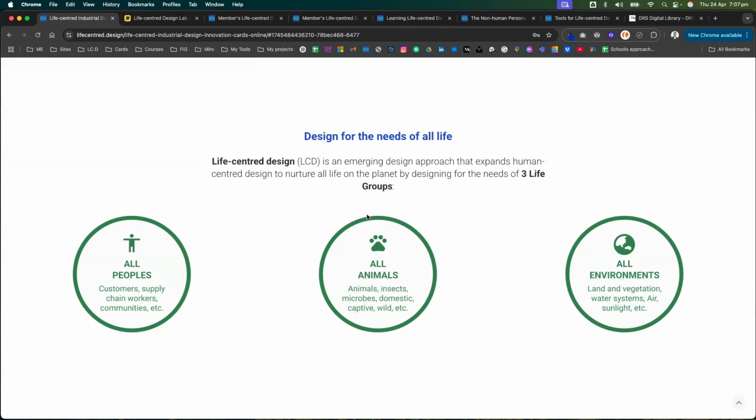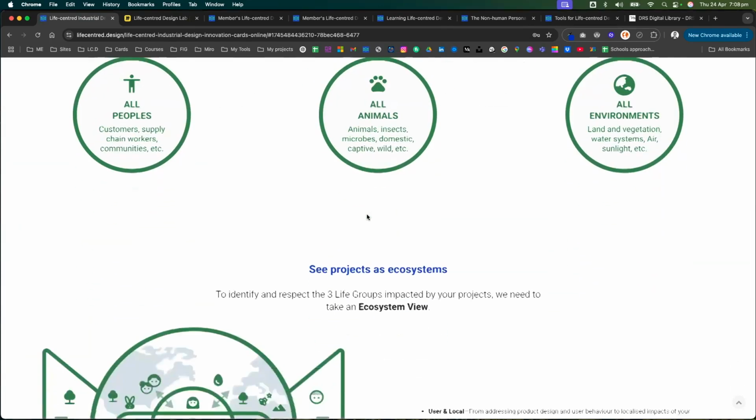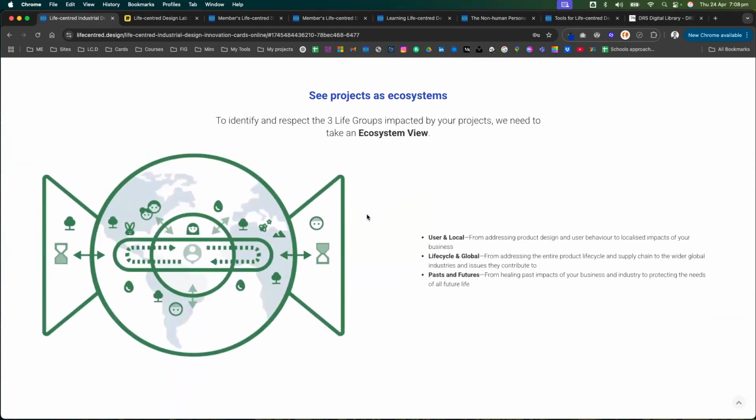And then finally, also all the environments. This could be things like trees and plants, but also water systems and wetlands, and also things like air and sunlight. So just bringing everything together, that's life, and some things that we don't even consider alive, like a mountain or rocks. But just being aware that all these things are present and that we may impact them. So ultimately, like what you were saying, David, before, everything that we create has its own ecosystem. We take an ecosystem view of these things.